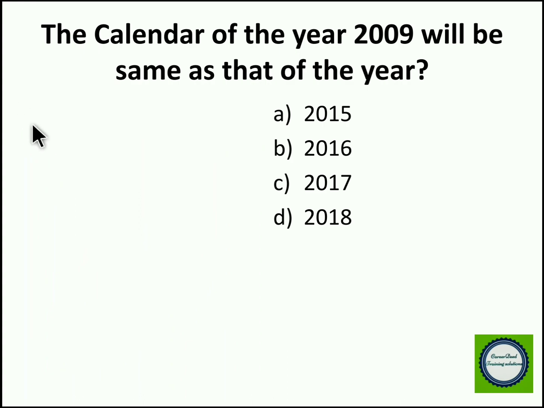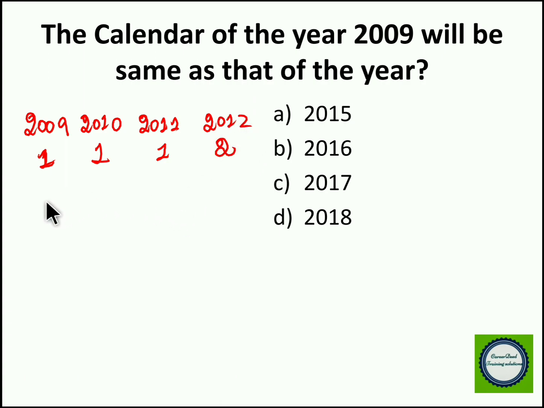So in 2009, it's a normal year, right? So in 365 days, you have only one odd day and 52 weeks. So in 2010, again you have one odd day. In 2011, again you get one odd day. In 2012, you get 2 odd days. In 2013, you get 1 odd day.